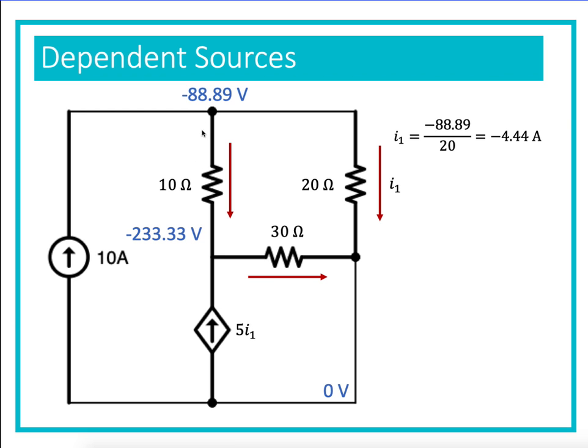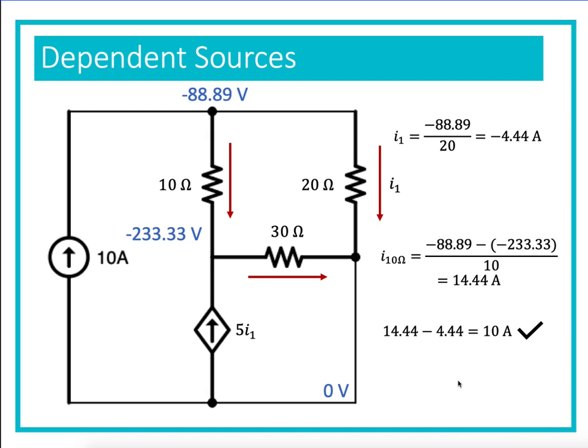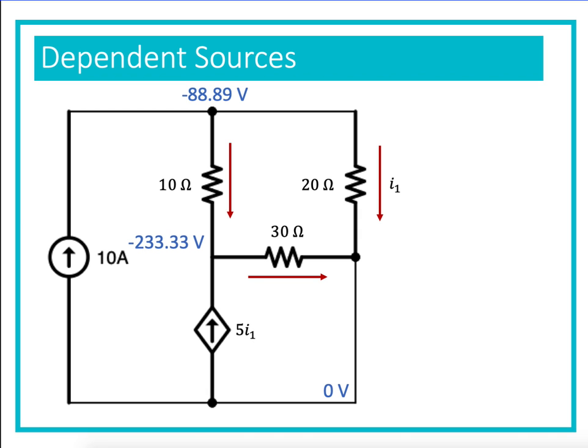And we can figure out the current in the 10 ohm resistor by taking (V1 minus V2) over 10. Remember, just be consistent with whatever current directions you put in. And when we take (V1 minus V2) over 10, we get 14.44 amps. If Kirchhoff's current law is going to work, these two currents should add up and give us 10. And they do. So that's a good sign. We know that the circuit works for node 1. And as I said, generally if it works for node 1, it's going to work for node 2, but I'm going to go ahead and look at node 2 anyway.